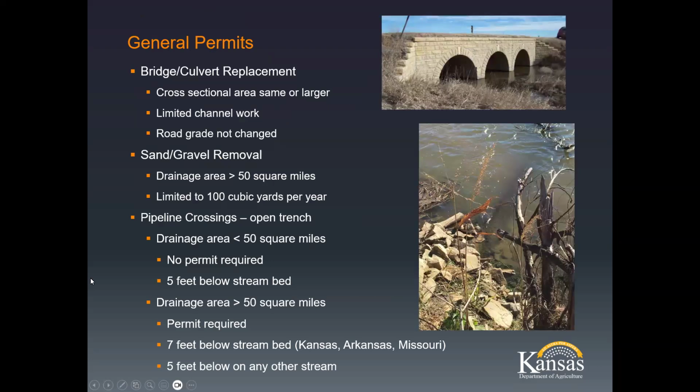So there are a couple of things that you can get a general permit for. A general permit is a shorter process in our review. It's for bridge and culvert replacements. That's if you're going to put in a culvert that's bigger than the original one, the cross-sectional area within the culvert is bigger than or the same as the original. You're not going to do a lot of channel work, and the road grade's not going to change.